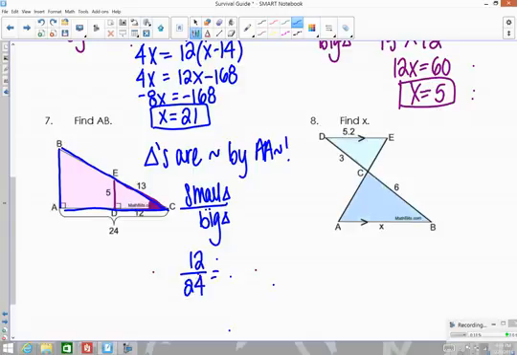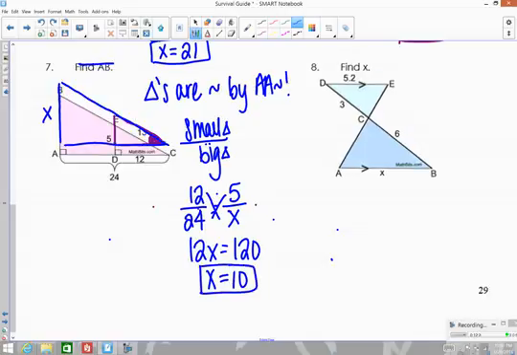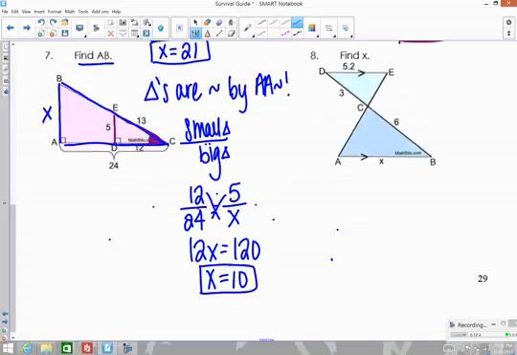And then if you look at what we're trying to find, AB, so I'm going to put an X there, which means I don't want to use the 13, I want to use the 5 because the 5 and the X correspond. So it's the 5 of the small triangle corresponds to X of the large triangle. Then we're going to cross multiply here. So we have 12x equals 5 times 24, which is 120. Divide both sides by 12, we get x equals 10. So again, just knowing I can do that because we had the similar triangles.